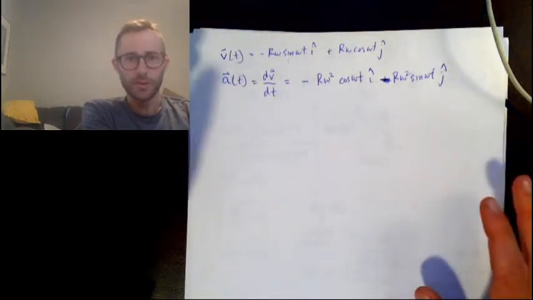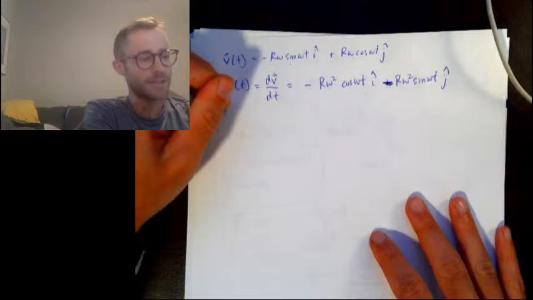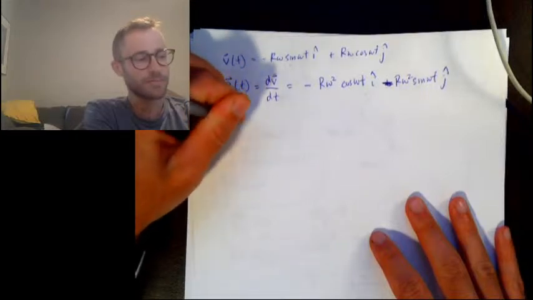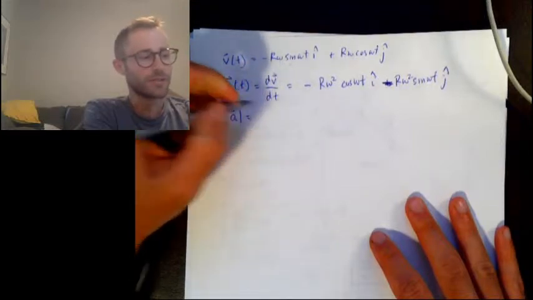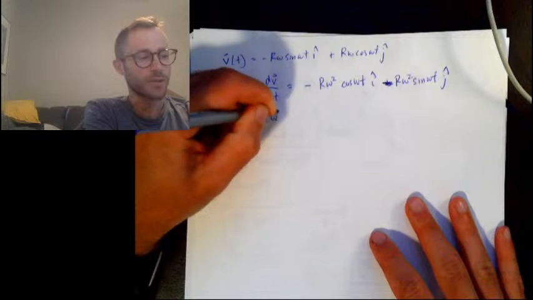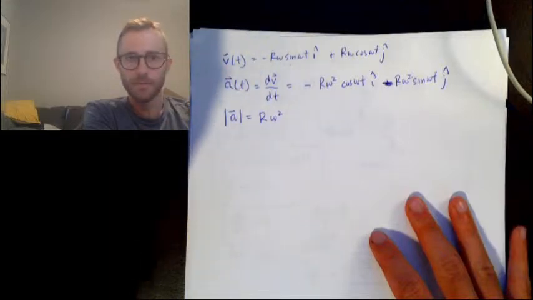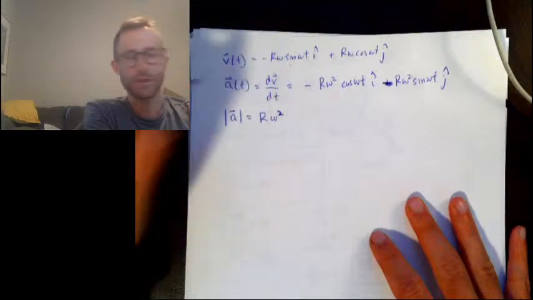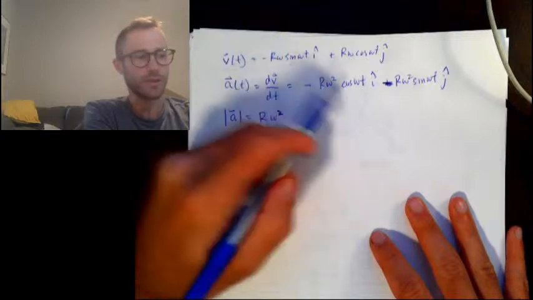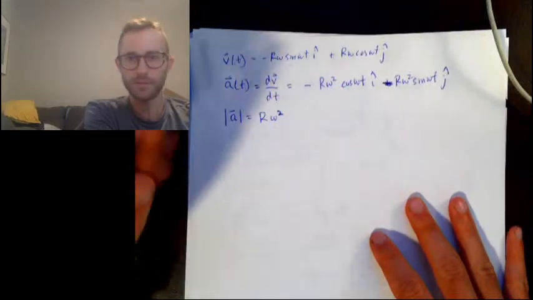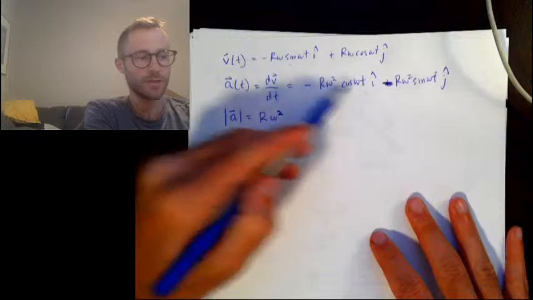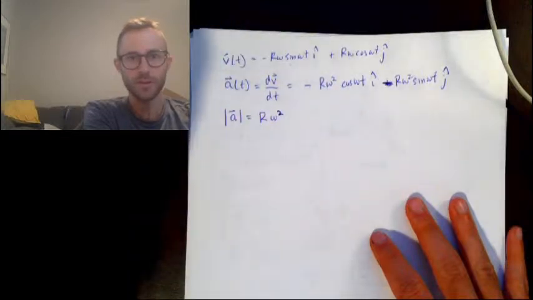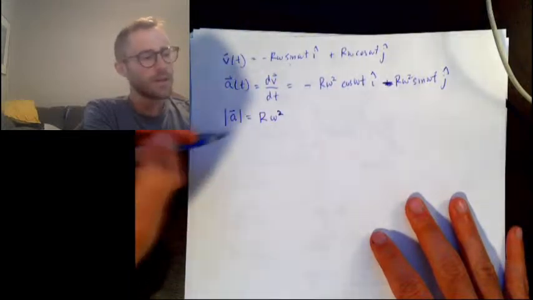So a couple of things. The first thing is that the magnitude of the acceleration is r omega squared, because you get cosine squared plus sine squared. So that becomes 1, and the only thing that remains is r omega squared.